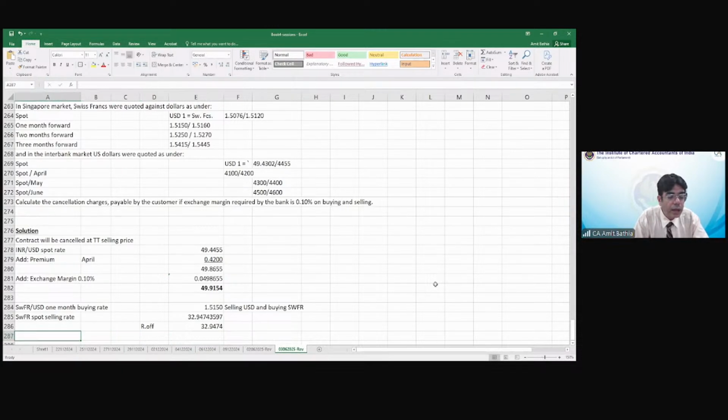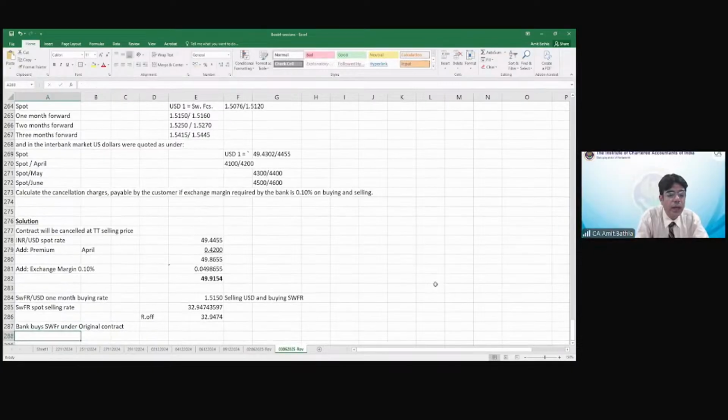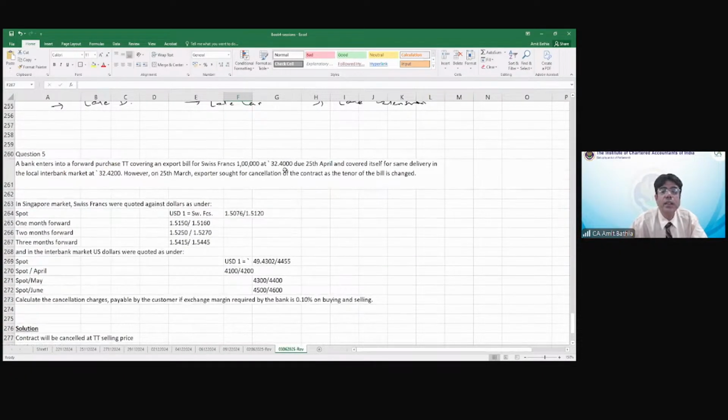Now, the bank buys Swiss francs. The bank will buy Swiss francs at which rate? Under the original contract, right? That will be 32.42. They may have covered themselves at 32.42, but what they have agreed with you in the contract is 32.400.